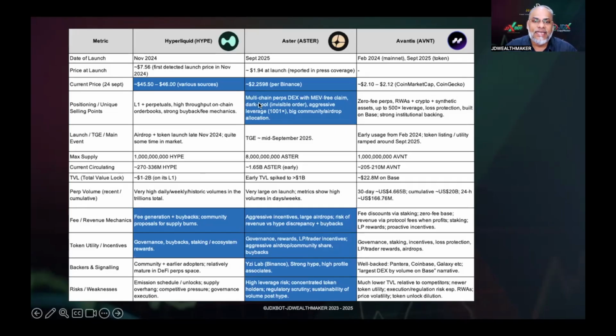ASTER is a multi-chain perpetual DEX with a dark pool. Now, dark pool is very interesting. You can see that only ASTER has a dark pool. Dark pool means it's an invisible order. That simply means anyone can trade, even with a big lot size, and their orders cannot be detected by any of the on-chain data analytics. Can you just imagine that? That is interesting.